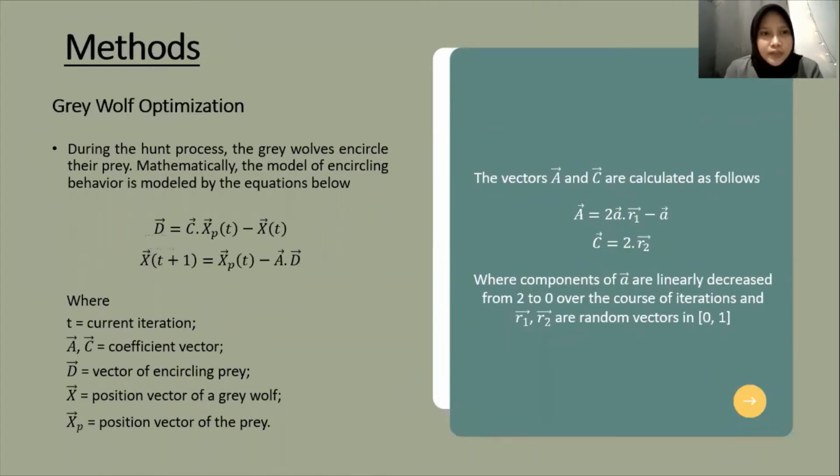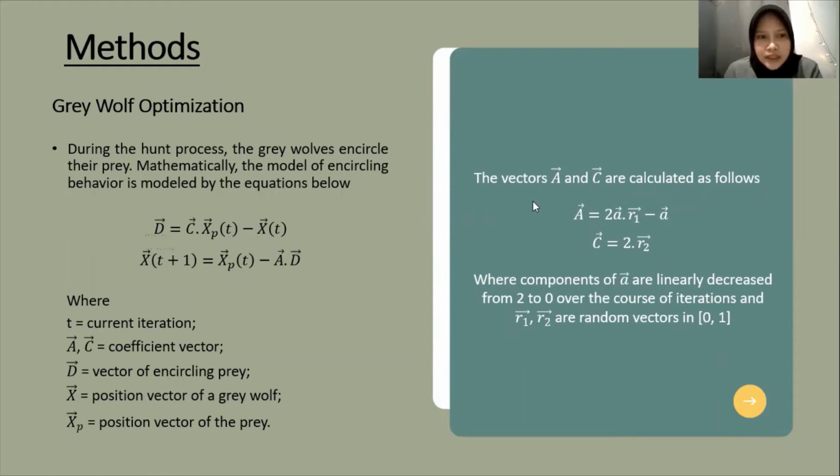And here is the mathematical model of behavior of grey wolf. So during the hunt process, the grey wolf encircles their prey. Mathematically, the model of encircling behavior is modeled by the equation below, where t is the current iteration, A and C coefficient vectors, D vector of encircling prey, X as position vector of grey wolf, Xp position vector of the prey.